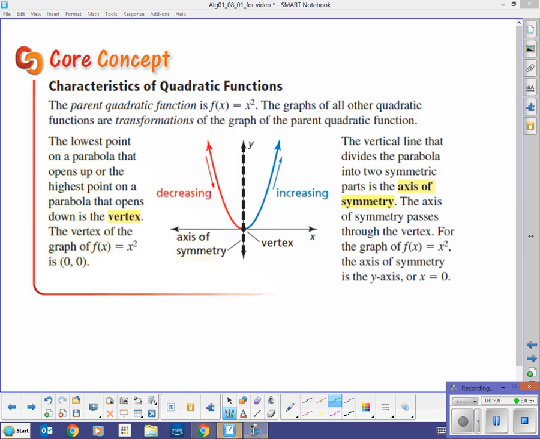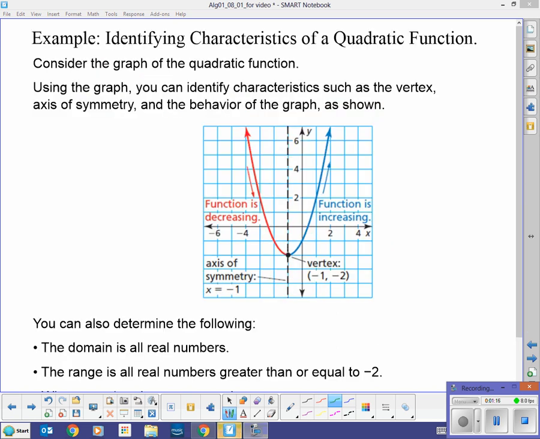This is from the book. It's got a lot of words in here. I redid it as this example. So let's talk about this example here. It says, consider the graph of the quadratic function. Using the graph, you can identify characteristics such as the vertex, axis of symmetry, and the behavior of the graph, as shown.